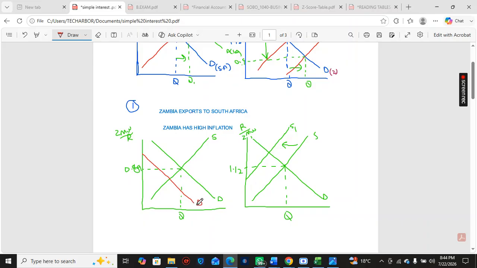All right. So now let's see what happens to the exchange rates. Since the South Africans are buying less Zambian goods and services, the supply of the rand drops. So when the supply of the rand drops, the rand will appreciate in relation to the kwacha, let's say from 1.12 to let's say 1.5.